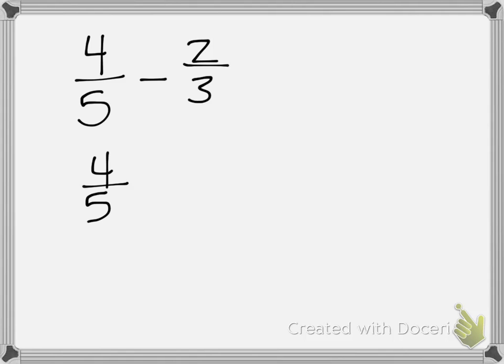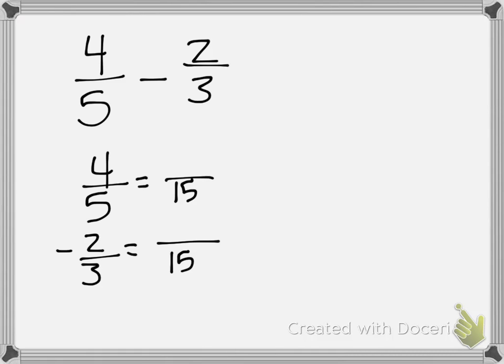Let's try 4/5. Let's do a subtraction problem. It's the exact same steps. 4/5 minus 2/3. Okay? First step, again, is I set it up vertically. So I've got 4/5 minus 2/3. I'm going to find a common denominator. In this case, what's my common denominator going to be? Think of it to yourself. You should have thought 15. 15 is my common denominator.